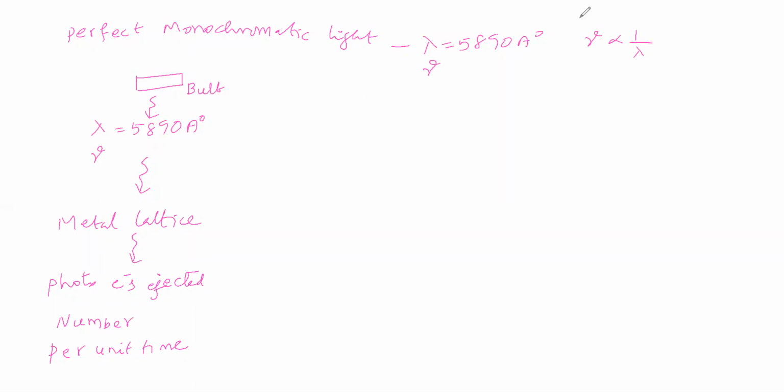In the next case, we will take this monochromatic light bulb, a bigger one. Now this bulb is emitting. This is also monochromatic light, the same monochromatic light. The only difference is this bulb size is high and the other bulb size is low. So it is also perfect monochromatic light emitting wavelength 5890 angstrom. Substitute this wavelength here, and you will get the frequency. This radiation is exposed to our metal lattice.